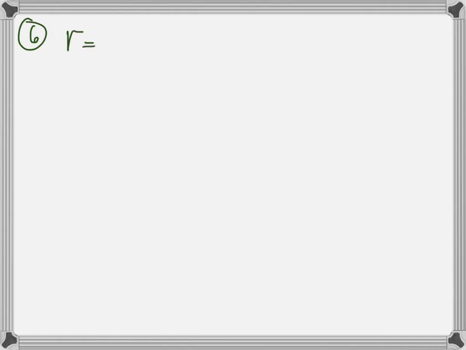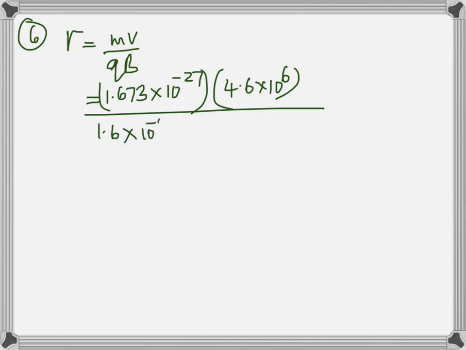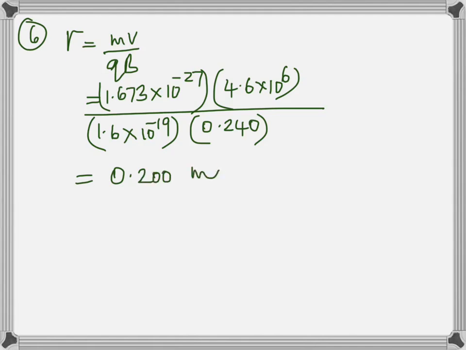On number 6, you just have to find the radius. The formula for radius is mv by qB, and it's going perpendicular, so just substitute the numbers. Mass, velocity, given. The charge of a proton is the same as that of the electron. And you get the answer as 0.2 meter.